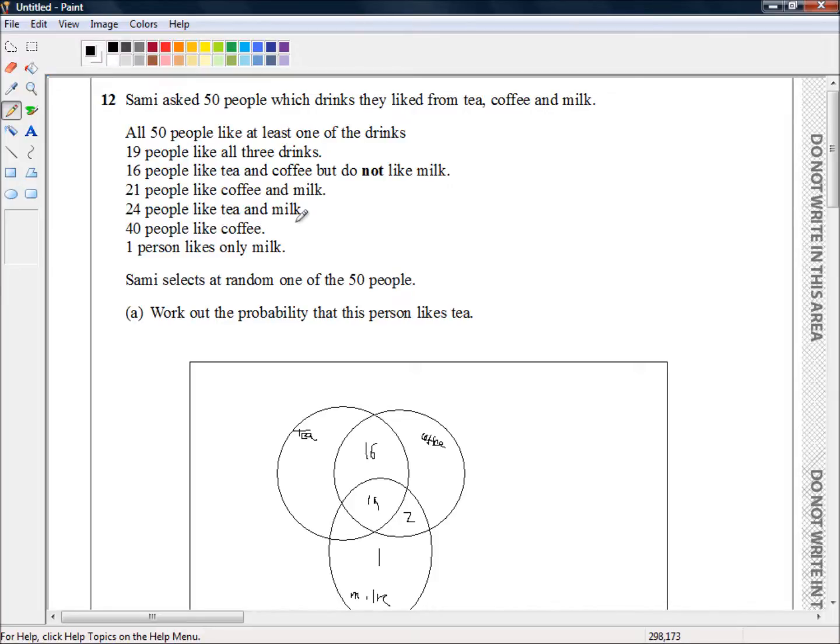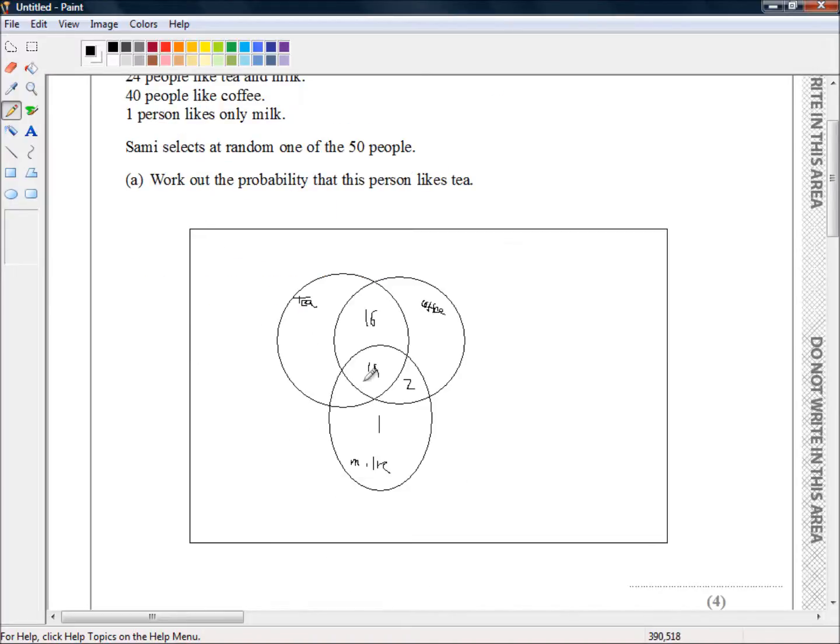24 people like tea and milk. Again, that includes the 19 people that like all 3 drinks. So 24 minus 19 is 5. So that's 5 people that like tea and milk but do not like coffee.